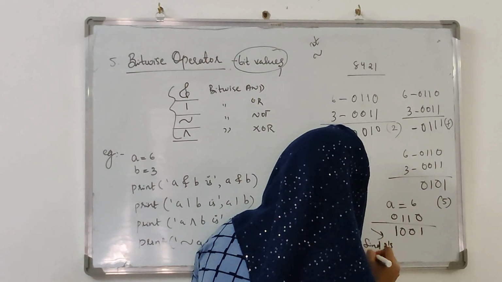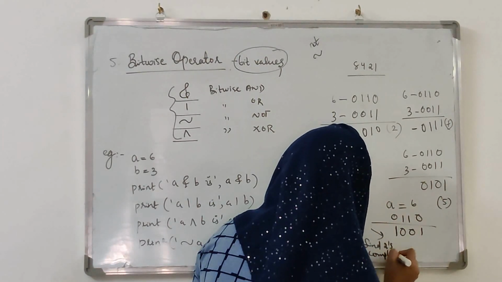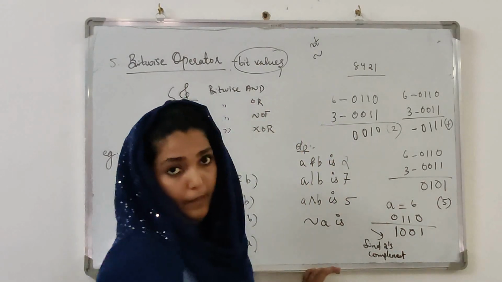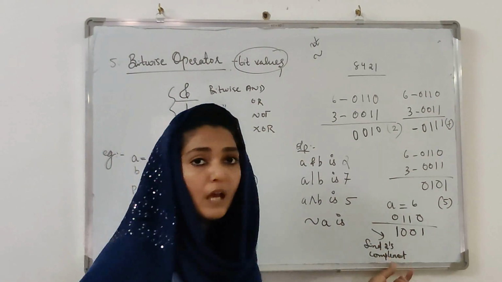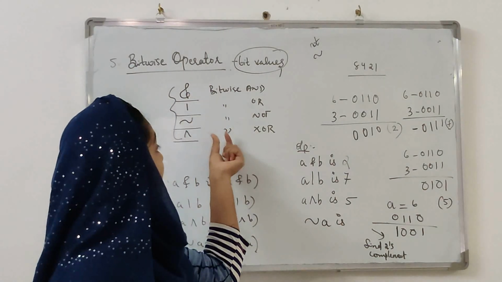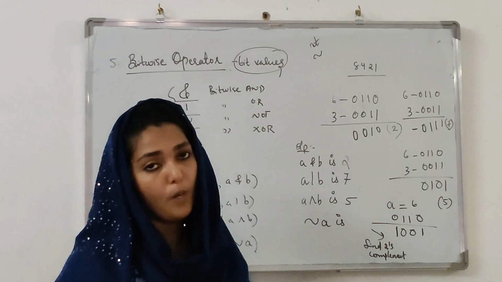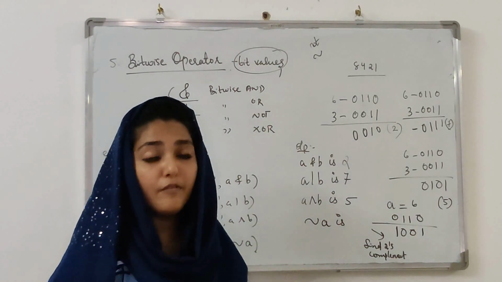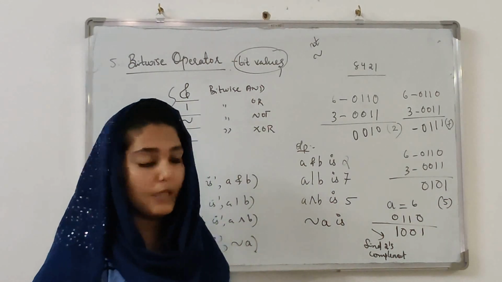Our system represents the output in the form of 2's complement. So in which form does our system represent the output? It will represent the bitwise NOT operator in 2's complement form. Then how can we find out the 2's complement of a particular number?